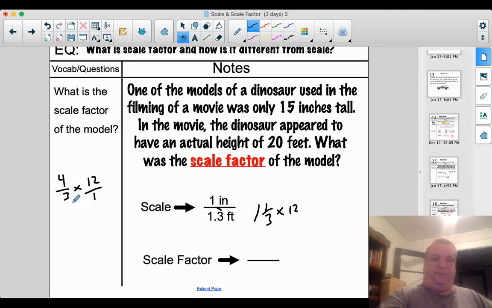Now, before I do any multiplying, I can reduce. I see 3 and 12 can both be divided by 3. That gives me 4 and 1. I see all 1's on the bottom. That's good. It means I'll have a whole number. 4 times 4 on top is 16. So I get 16 inches on the bottom. Once I have inches and inches, I can write my scale factor as 1 to 16, a unitless ratio. So it's 16 times bigger in real life than it is on the model.